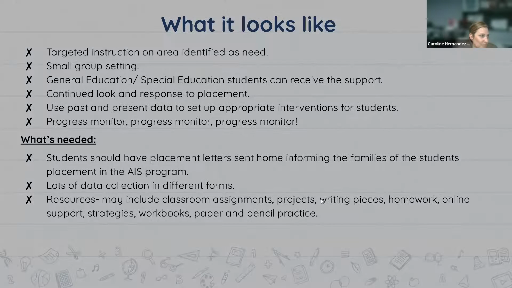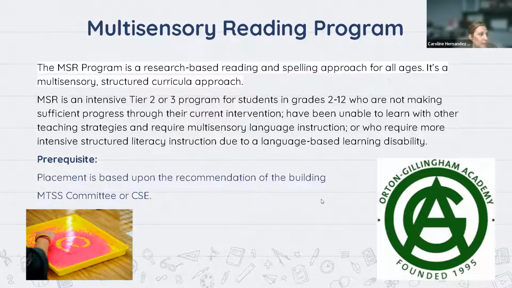So in the case of the multisensory reading program, it is a research-based reading and spelling approach for all ages. It is exactly what it says in so much as that it is multisensory. So we're going to want to engage multiple senses at the same time. So if you look at the bottom left-hand corner where we have a child who looks like they're playing with a sand tray, and they're drawing the letter E, they're actually using the tip of their finger, which has a magic line straight to the brain.